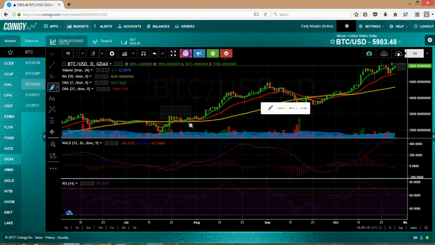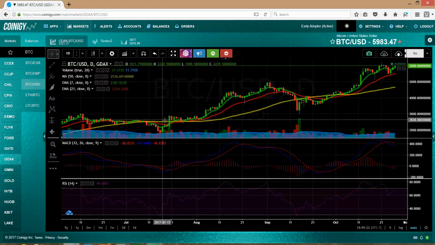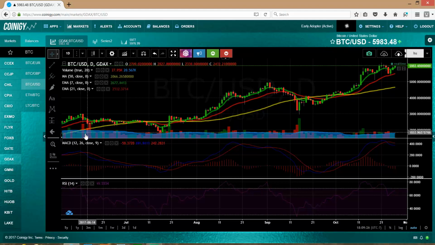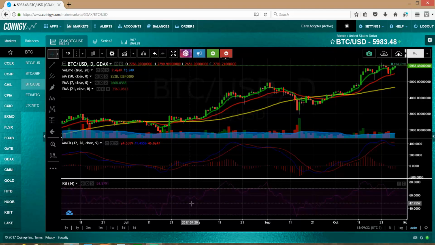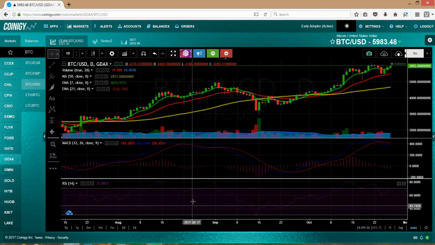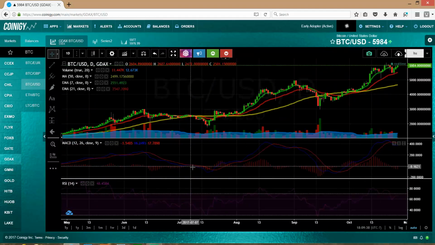So the number one thing is the basic setup that I'm running is going to be 3 moving averages. I have the volume down here. I have the MACD and the RSI. So basically this is what I use to spot trends and just go along.